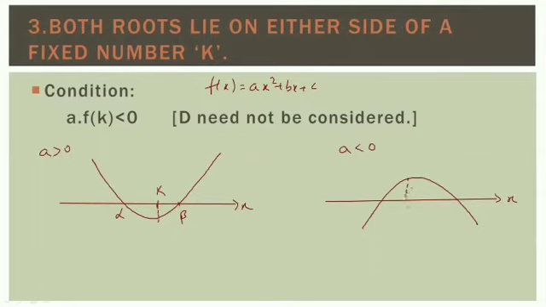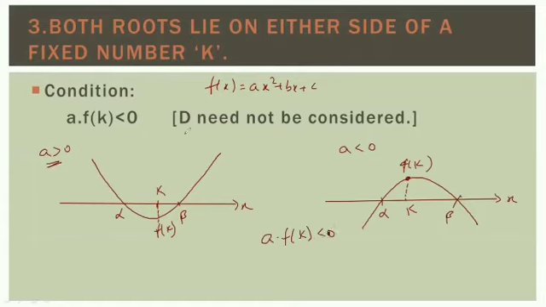So I will put it in this case over here, alpha and beta. In this case we can say that f of k is negative when a is positive and f of k is positive when a is negative. So we can say that a and f of k have opposite signs. This means that a into f of k will be less than 0.